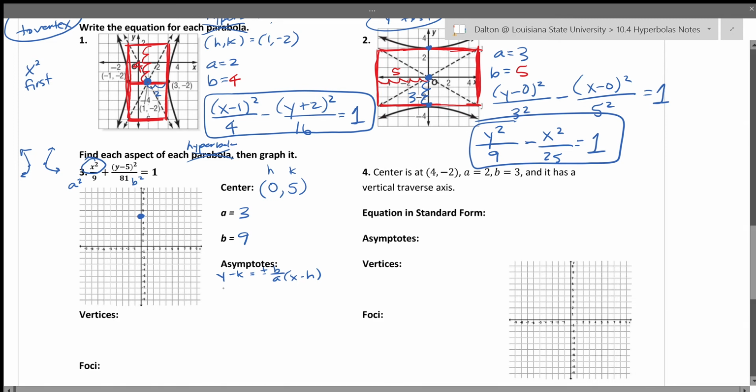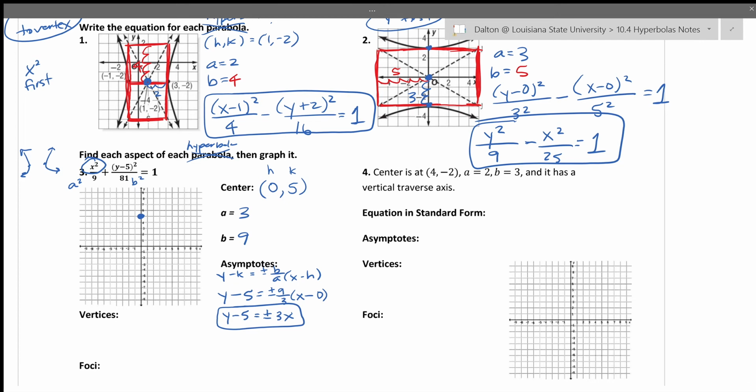So if I do that, I get y minus k, which is 5, is equal to plus or minus b, which is 9, over a, which is 3, times x minus h, which is 0. And then we just want to simplify this a bit. There's nothing we can do with y minus 5 equals plus or minus 9 divided by 3, which is 3, and then x minus 0 is just x. So this would be the equation of our asymptotes. Now, if you wanted, you could put 5 on the other side and write it in slope-intercept form, but I'm okay if you leave it like this as long as it has been simplified.